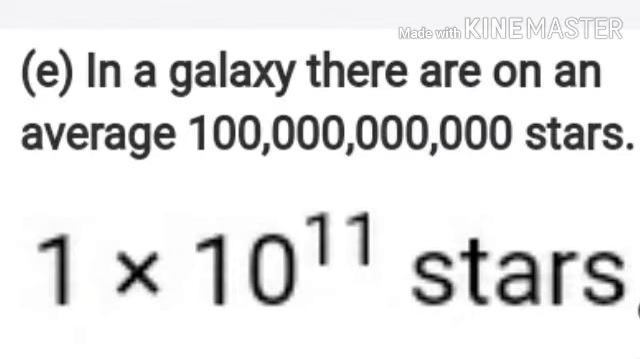E. In a galaxy, there are on an average 100 billion stars. So we write it in standard form: 1 into 10 to the power 11, because after 1 there are 11 zeros. So we write it in standard form, 1 into 10 to the power 11 stars.